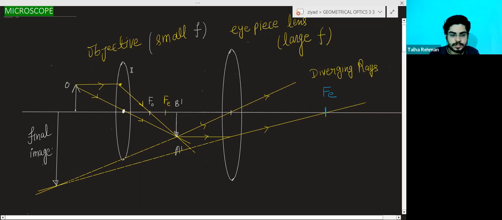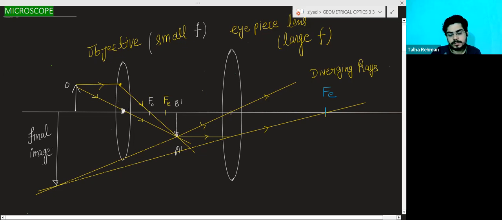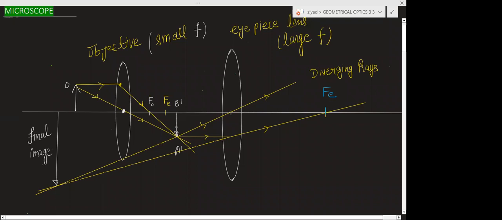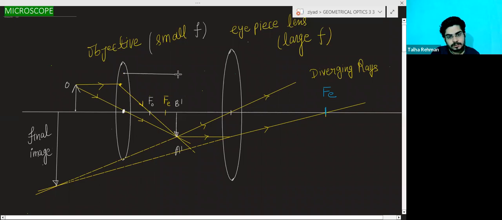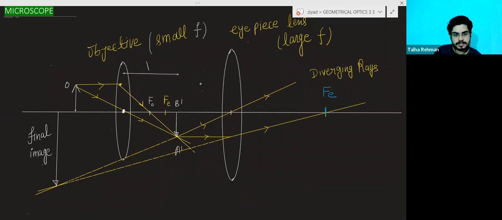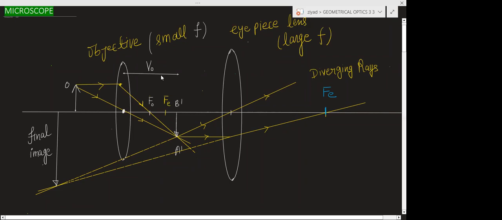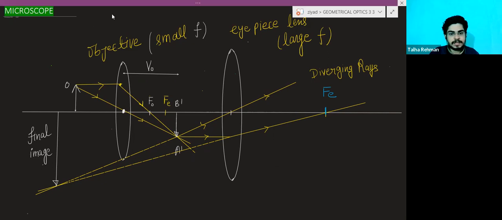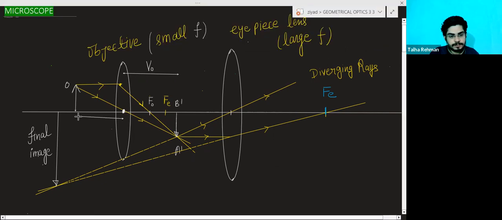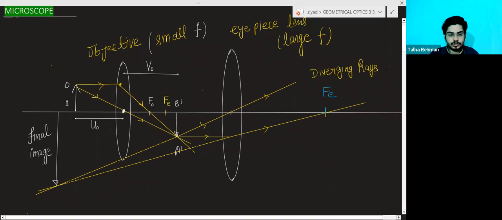Now, with respect to the objective lens, the distance between the optical center and this image will be V naught. This distance will be V naught, because this is the image distance for the objective lens. And this distance will be the object distance for the objective lens, that is U naught. So I am representing it with U naught, the object distance for the objective lens.